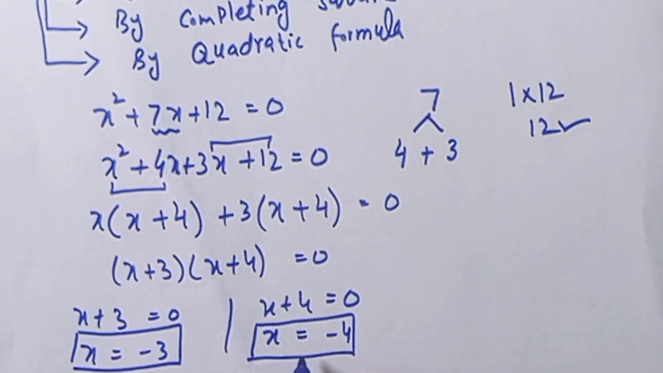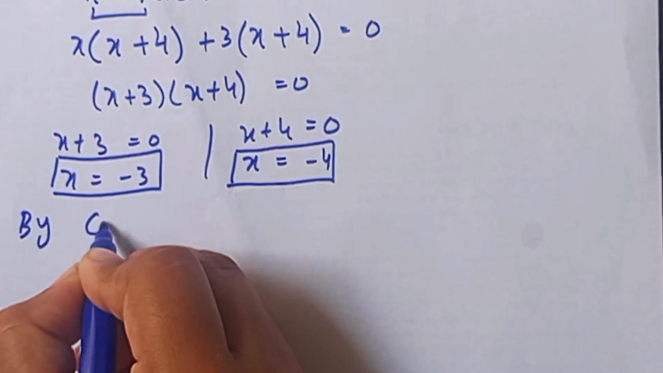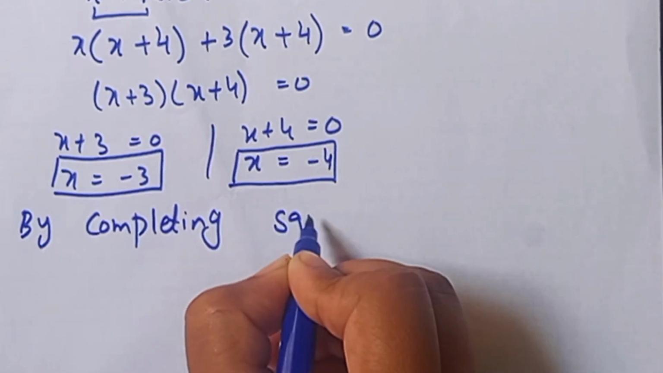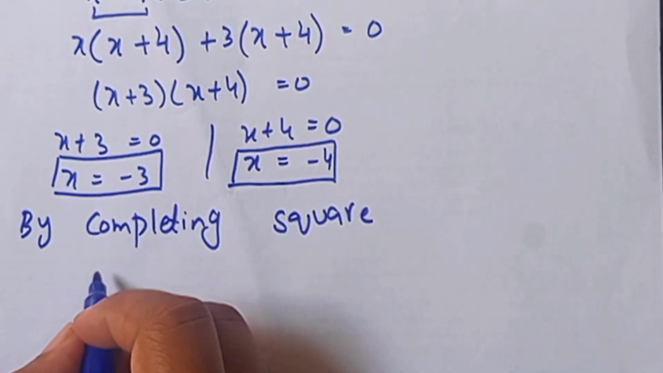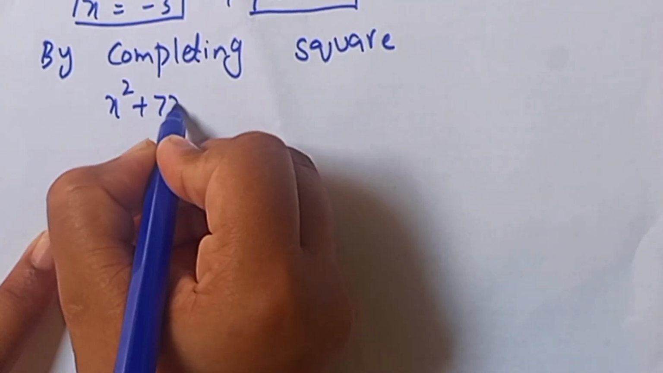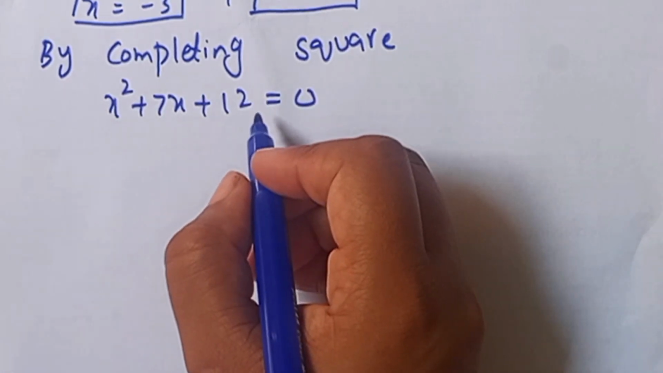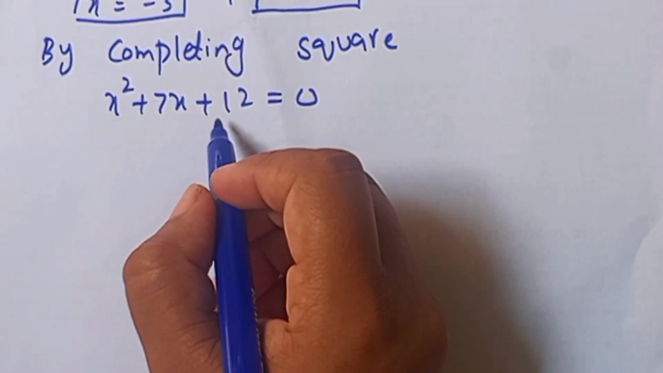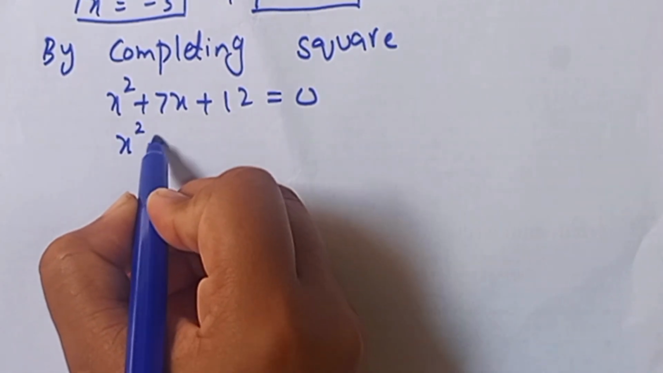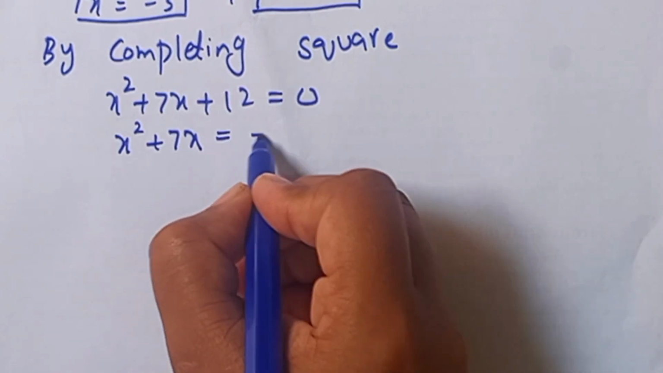Now we solve this quadratic equation by completing the square. For this, we write the quadratic equation again: x square plus 7 times x plus 12 is equal to 0. In this method, we shift the constant number to the right hand side. So this is x square plus 7 times x. For this, we subtract 12 on both sides, then it's equal to minus 12.